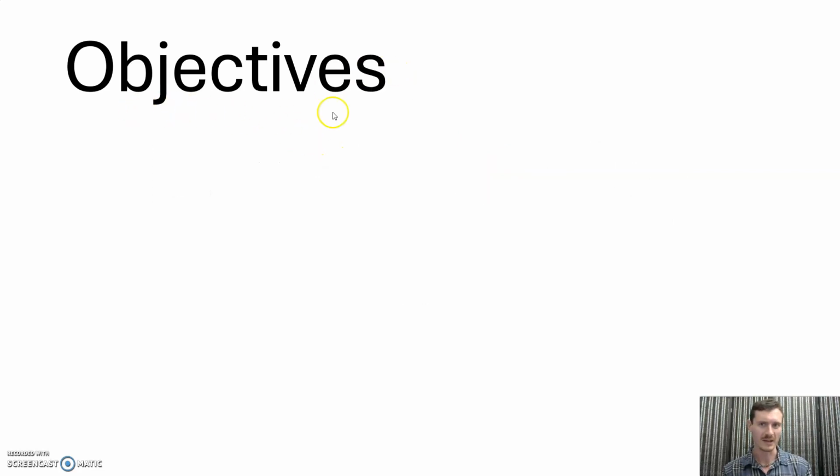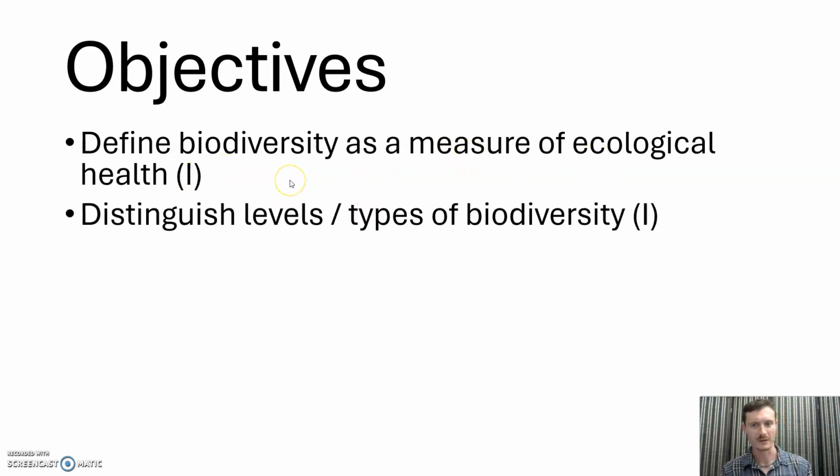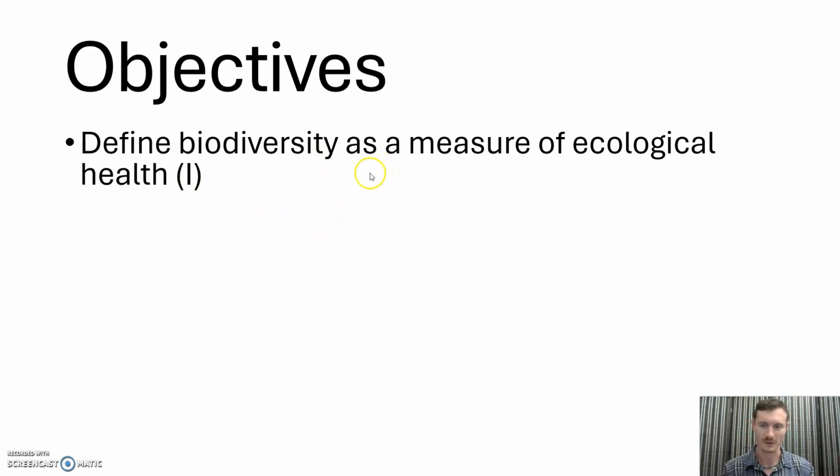So, what are our objectives for this? First, define biodiversity. What is it? And how does it measure ecological health? What are the different types as well? And what are the levels of organization of those types?